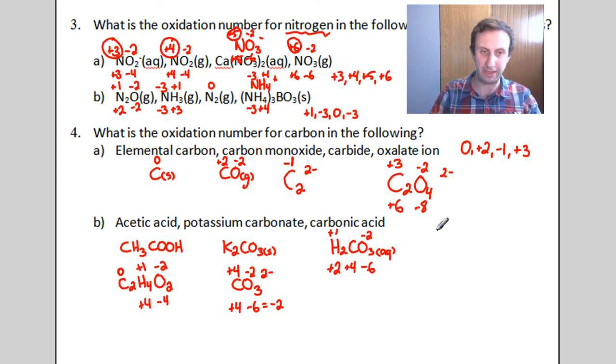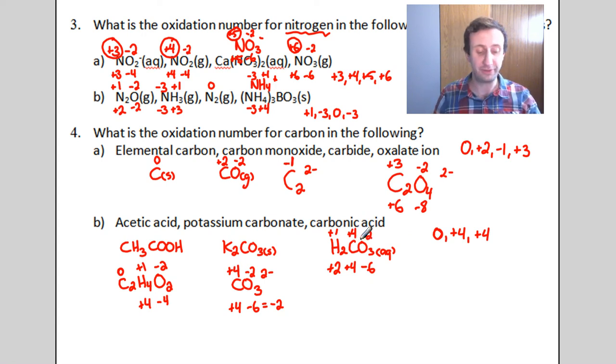So at the end of the day, my answers for this is acetic acid has an oxidation number of 0 for carbon. For potassium carbonate, I have an oxidation number of positive 4 for carbon. And then finally, for carbonic acid, I end up with an oxidation number of positive 4 as well.